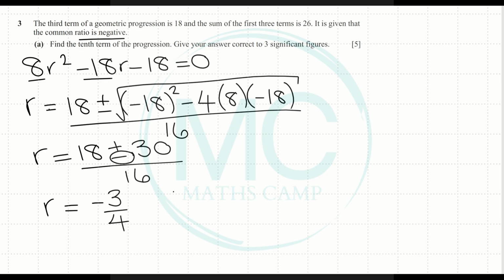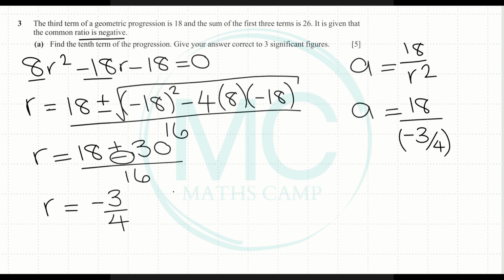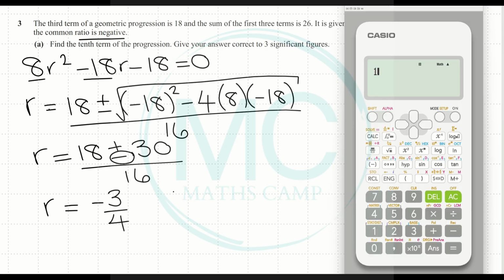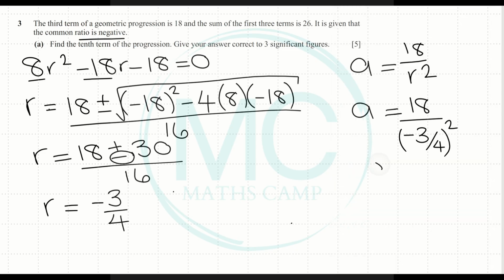Now that we have the value of r, we can find the value of a. We know that a is equal to 18 over r squared. So now a is equal to 18 over negative 3 over 4 in a bracket squared. Take your calculator, 18 divided by, open a bracket, negative 3 over 4, squared is equal to 32. So a is equal to 32.